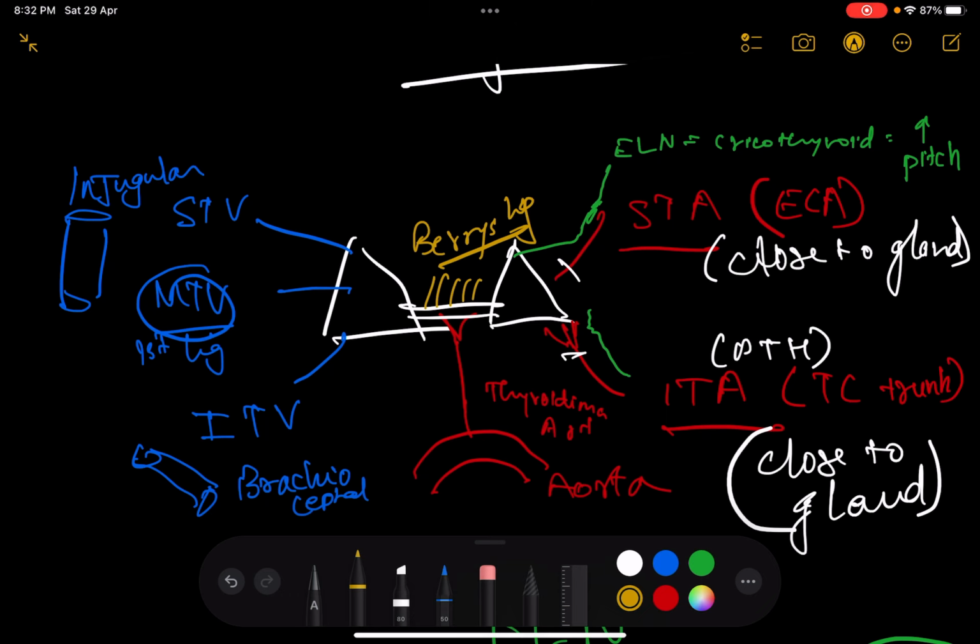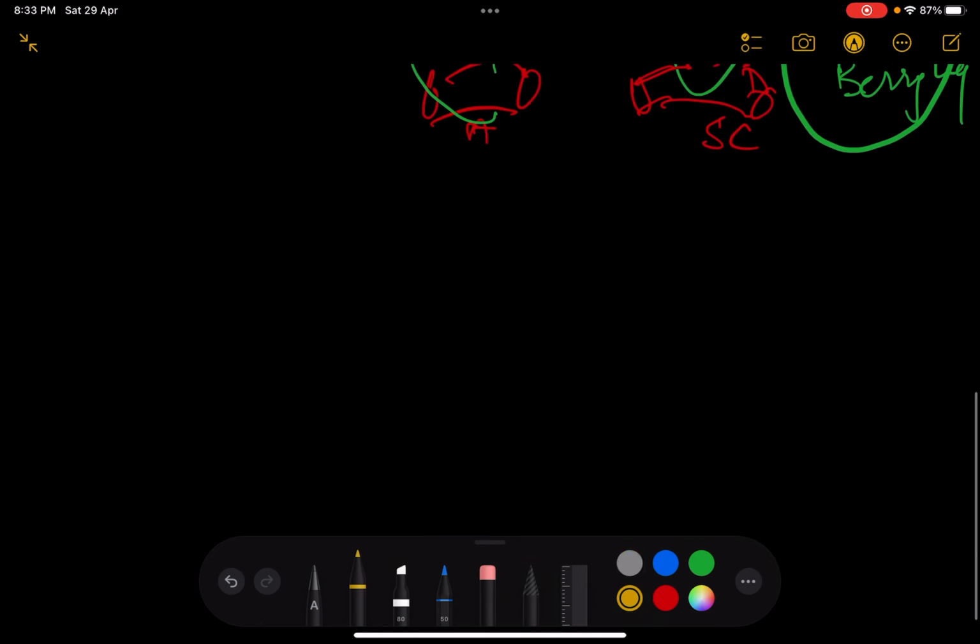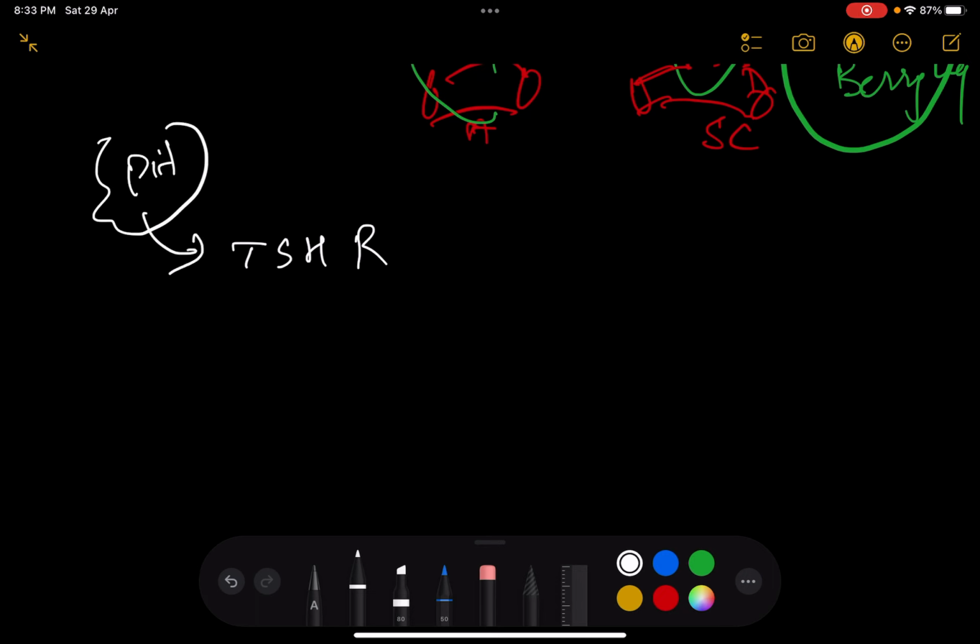And now let's look at the basic physiology of the thyroid. Well, the thyroid acts via the TSH receptors. Now, the TSH is secreted by the pituitary. The pituitary secretes TSH, the thyroid stimulating hormone, and it goes and acts on the TSH receptors that are present on the thyroid gland.